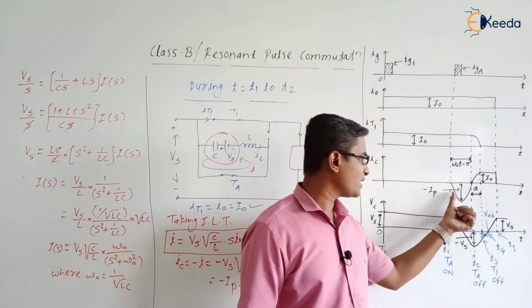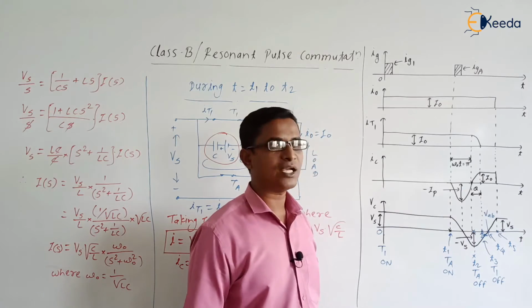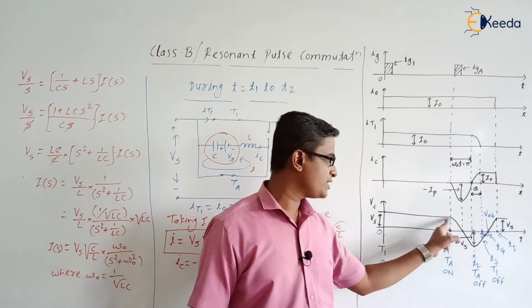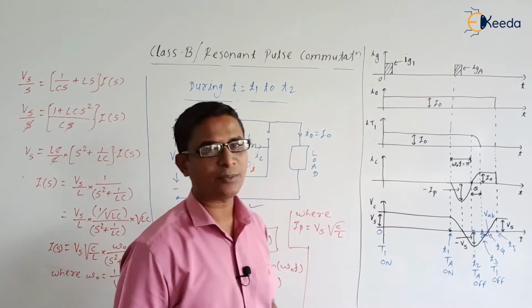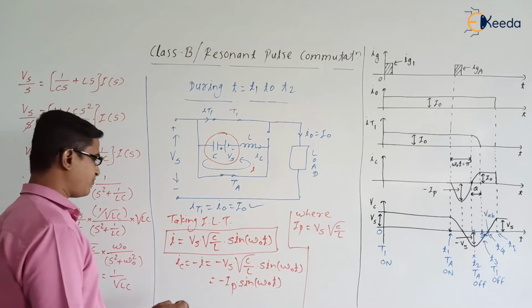So here we are having the sinusoidal. If IC is sinusoidal, what is the VC? VC will be cosinusoidal. Are you getting the point? Or can we derive the expression for VC? Yes, we can derive the expression for VC also.